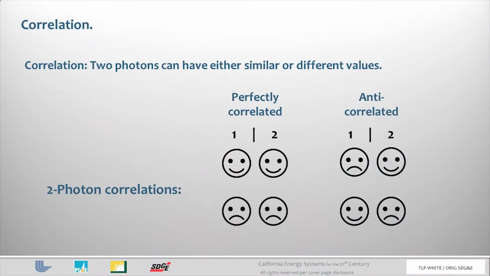The second quick area we need to focus on is something called correlation. Sometimes we want to look at two photons at the same time. And there's really kind of four scenarios. Those two photons can be the same. They can be both happy or both sad, in which case we're going to call that perfectly correlated. Or they can be the exact opposite, one happy, one sad, and vice versa. In that case, they're anti-correlated. Correlations are also an important component of quantum key distribution.